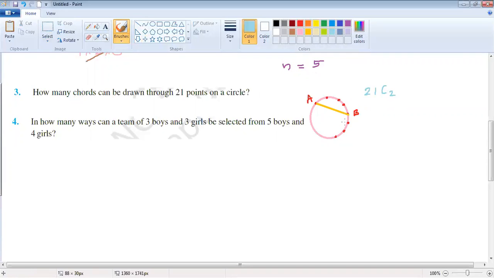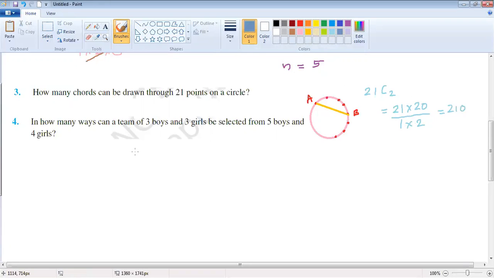For drawing a chord we need to select 2 points. The question is something like this: how many ways can you select 2 points from the given 21 points? Which is 21C2, which is equal to 21 into 20 divided by 1 into 2. 20 and 2 cancel, 10, 210. That means 210 chords can be drawn.